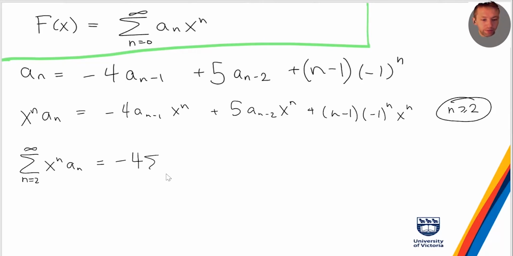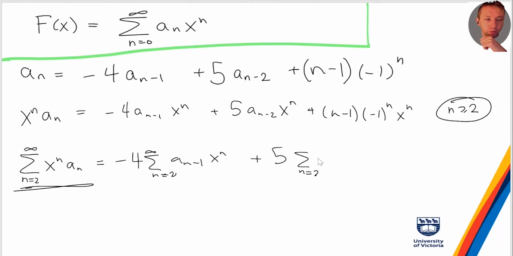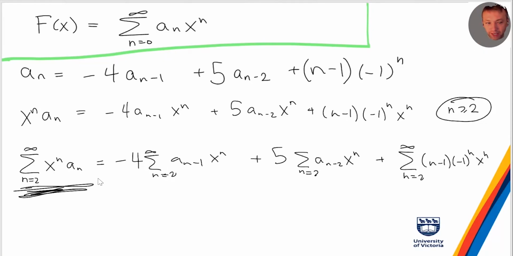So n equals 2 to infinity, an minus 1, x to the n. And what was said in the chat is our next step: we want to make these things into things that are like f of x. So first of all, what should I do with that one? It's actually the same answer as last time. This one here is basically f of x, except it's missing 2 of the terms. It's just f of x minus a0 minus a1x. What should I do with that one and that one?